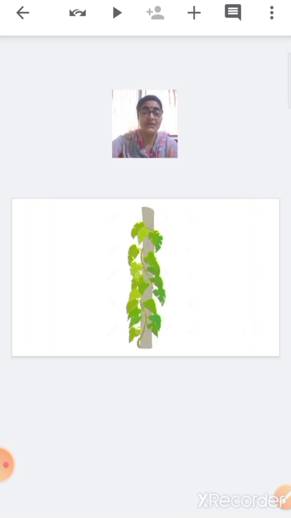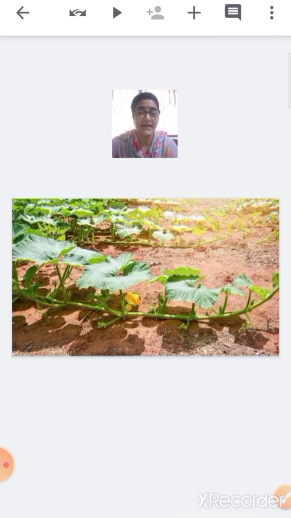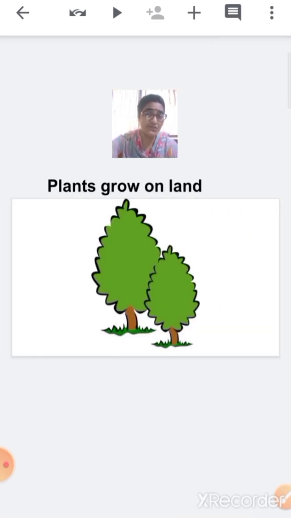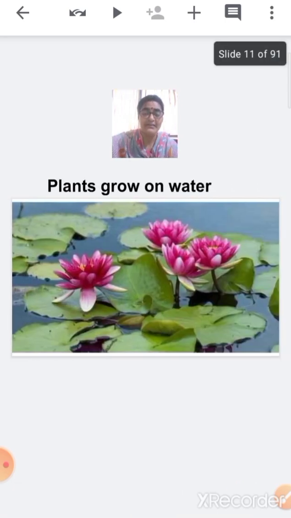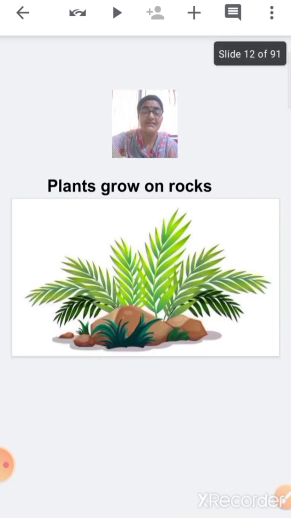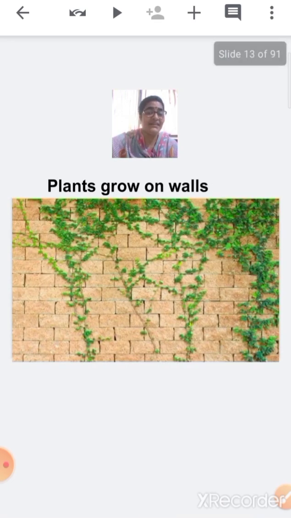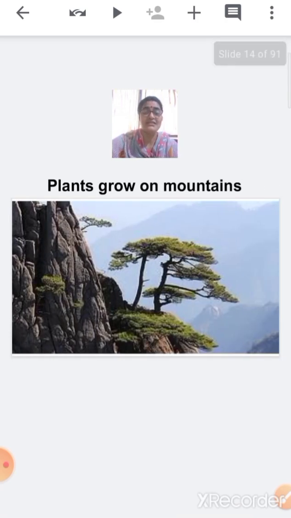Yes. Some plants climb up, taking support of a wall or pole. Yes. Some plants crawl on the ground. And you all know, children, plants grow everywhere. They grow on land, they grow on water, they grow on rocks also. Yes, you might have seen plants growing on rocks. They grow on walls also. Yes, children. And some plants even grow on mountains.